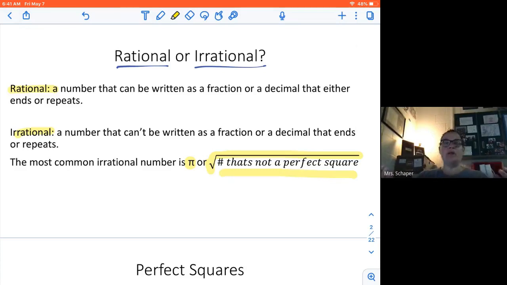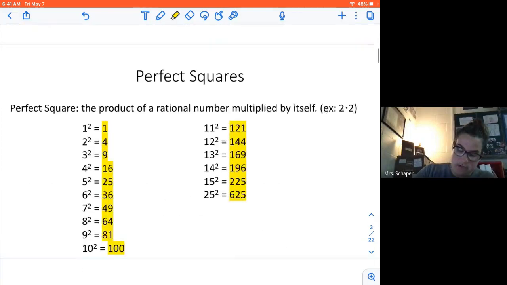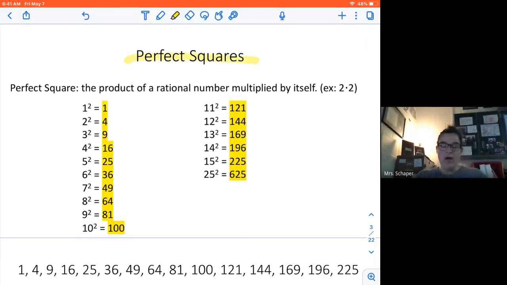That might beg the question, what is a perfect square? Perfect squares are numbers whose square root is a rational number. The highlighted numbers on this screen are perfect squares because the square root is a rational number. You'll be referring back to this screen as we go through this.